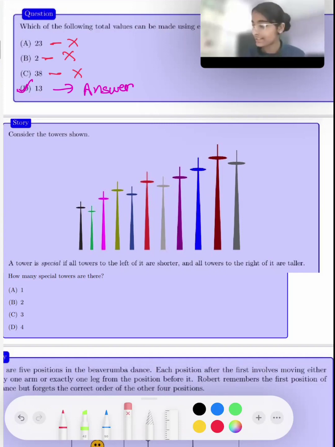All right, so we're gonna come back to the problem. Looks like some of you have solved it already. So I'm gonna ask you if a tower is special or not. Obviously, this tower can't really be special as there's no tower to the left of it. So we're just gonna cross this tower out for now.